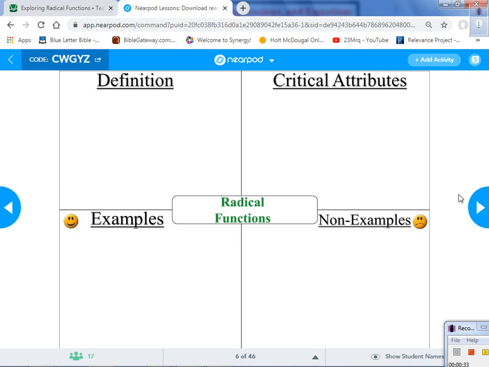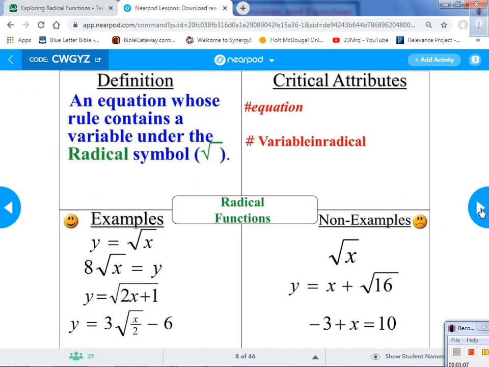All right, good conversation between you guys. I think Roman can enlighten us with the definition. Roman. Very good. An equation whose rule contains a variable under the radical. That is correct. An equation whose rule contains a variable under the radical symbol. All right. So we know what they are.